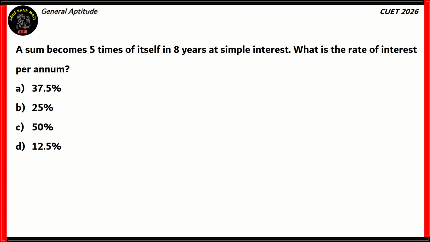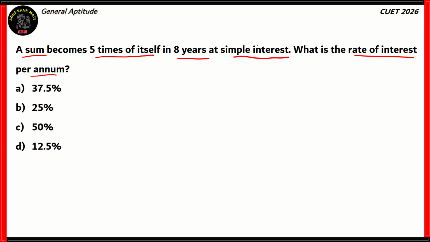Let's look at the next question. This is a question based on interest. So we have a given sum which becomes 5 times of itself in 8 years at simple interest. We need to find out what is the rate of interest per annum.